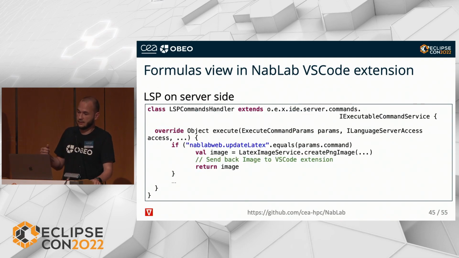On the server side, we implemented an Xtext executable command service. When a command is executed on the client side, the server is waiting for it and will try to execute the command. If the command has nablabweb.updateLaTeX as ID, then we generate an image and send it back to the client.